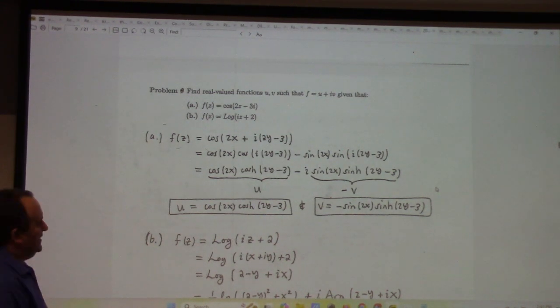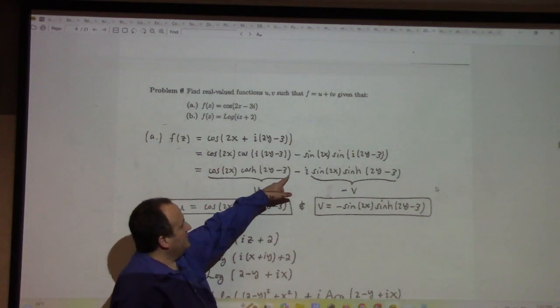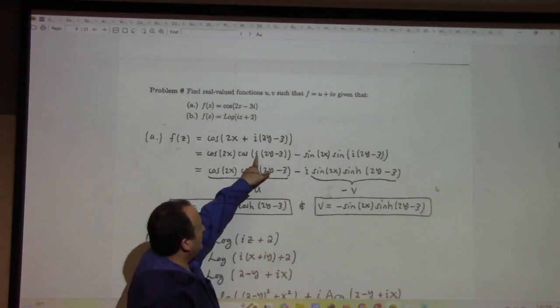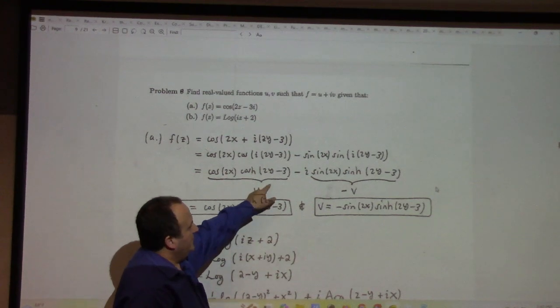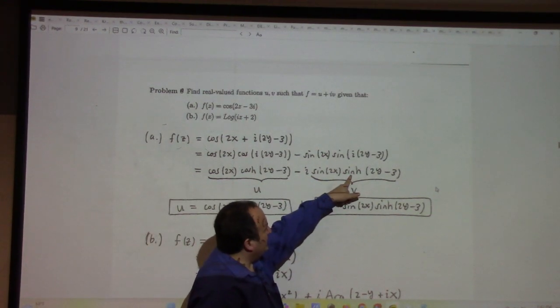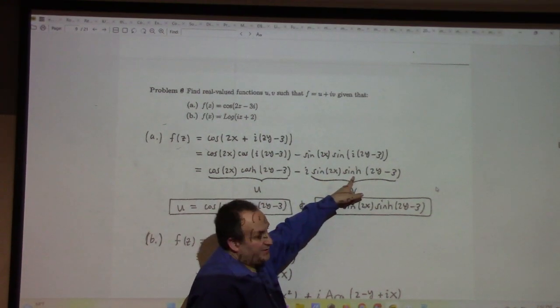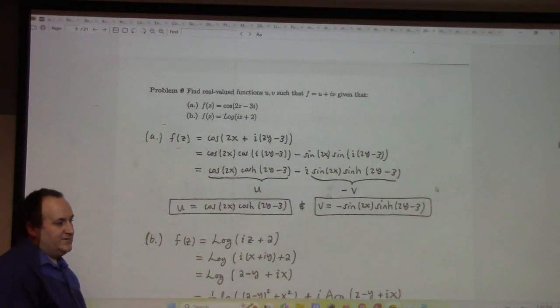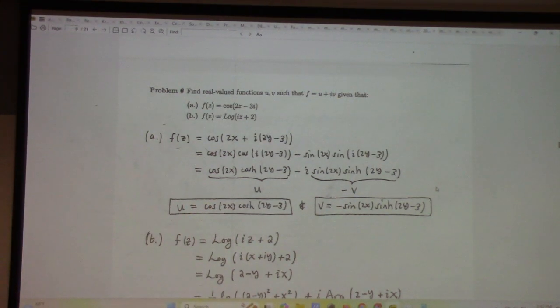So yeah, I used the adding angles formula for cosine, and then I switched cosine of an imaginary to cosh of a real, and likewise sine of an imaginary to i times sinh of a real. So you need to know those relations between sinh and sine and cosh and cosine. Know them carefully. Be able to use them.